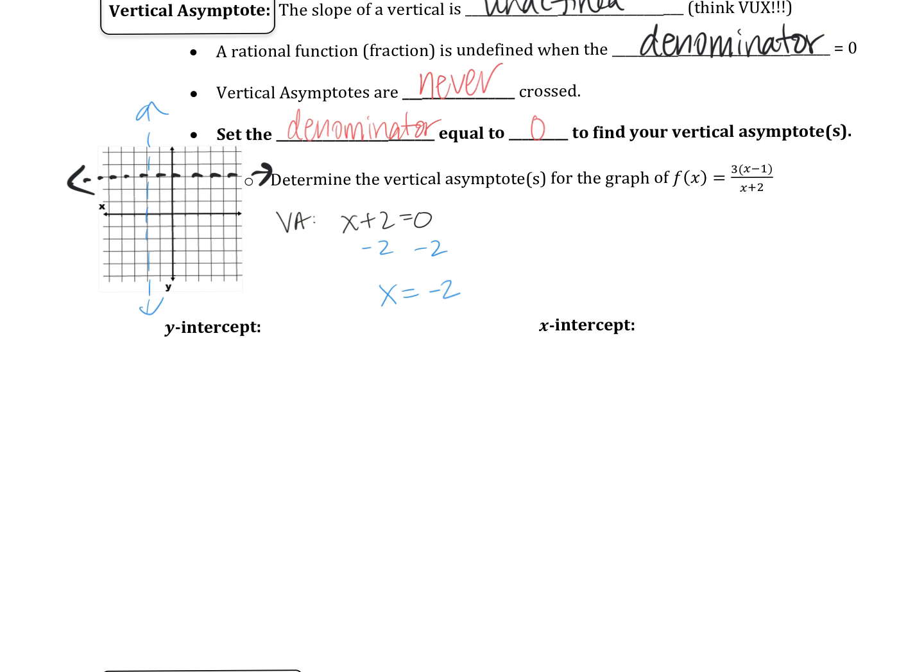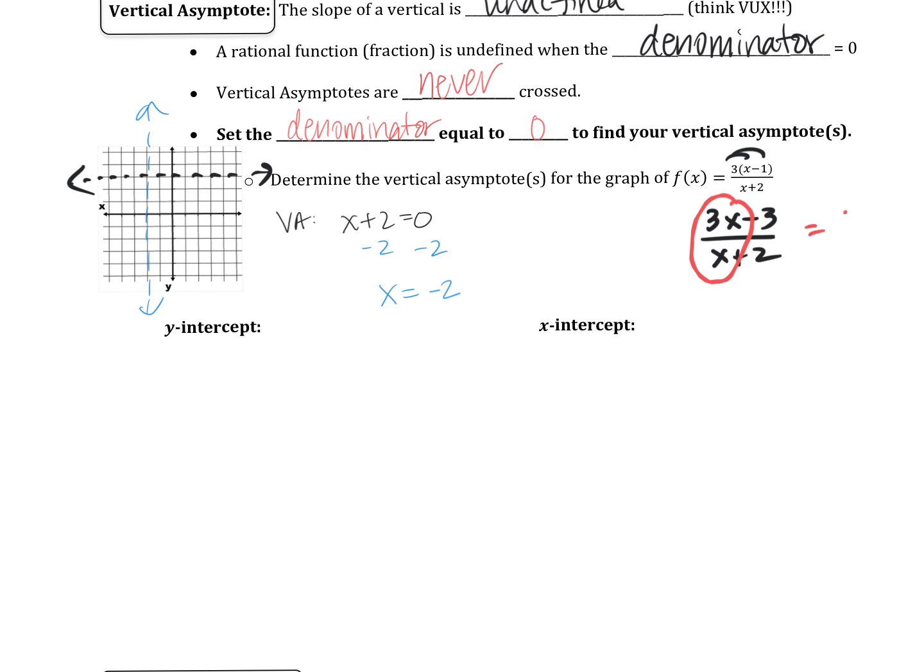You're like, I see a 3 up there. If I distributed that, what would that function be? 3x minus 3 over x plus 2. And here's what tells us about horizontal asymptotes: the variables with the biggest exponents on the top and the bottom dictate the asymptotes. Do you agree that this is really 3x over x, the variables with the biggest exponents? They're actually the only variables in this case.